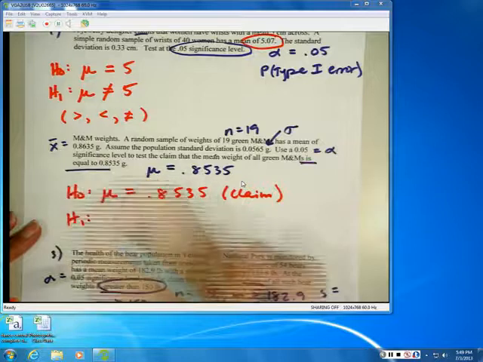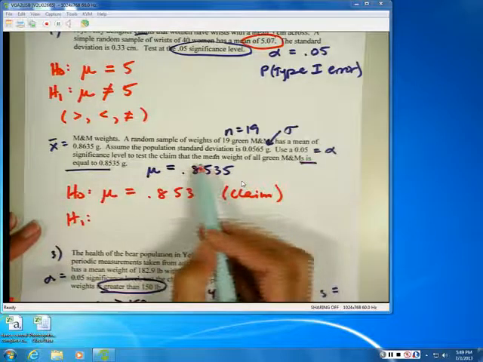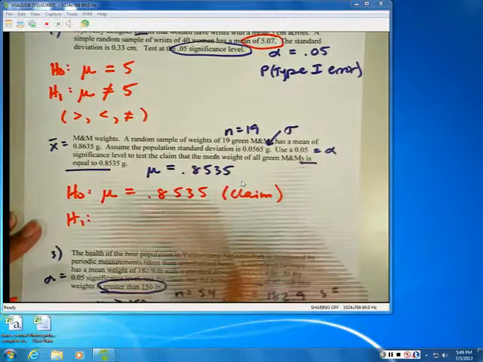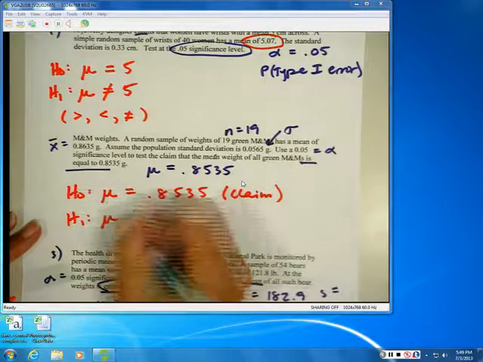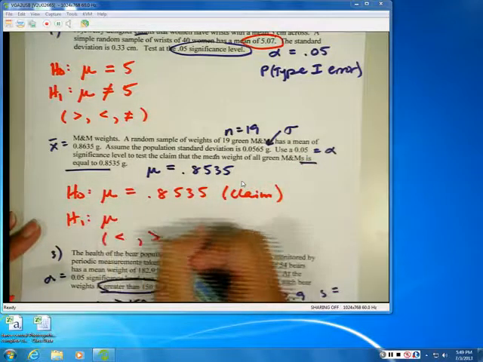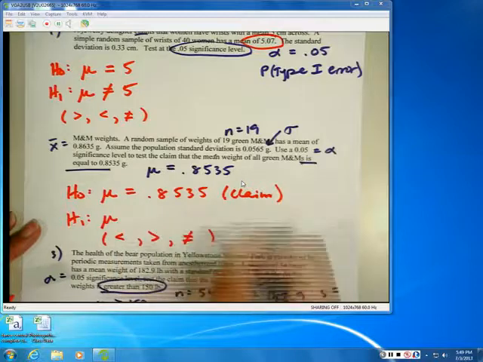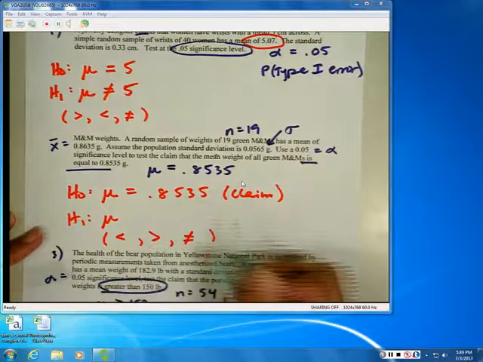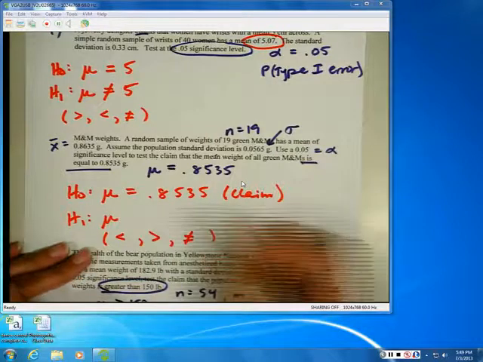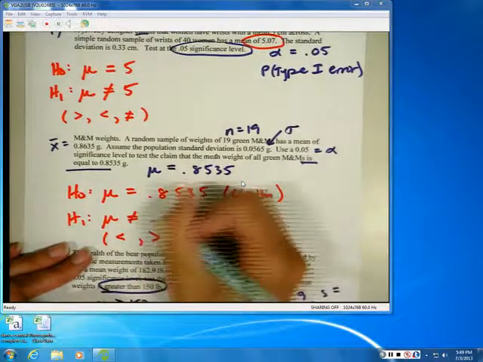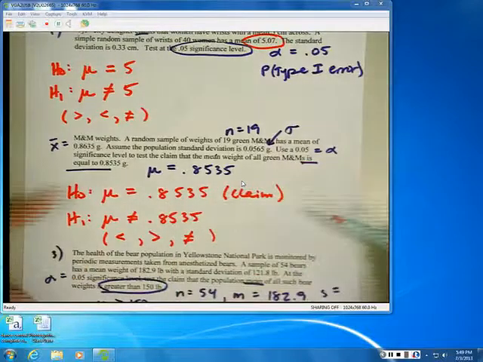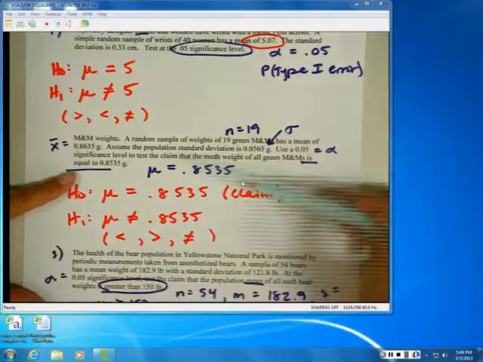And H1, let's see, it doesn't say anything about we think it's greater or we think it's less than. We just think it is, which means it either is or it isn't. Remember, these are our choices for the alternative hypothesis. Nothing talked about less than, nothing talked about greater than. I don't compare the numbers. I just look at the words. So that means I choose not equal to 0.8535.